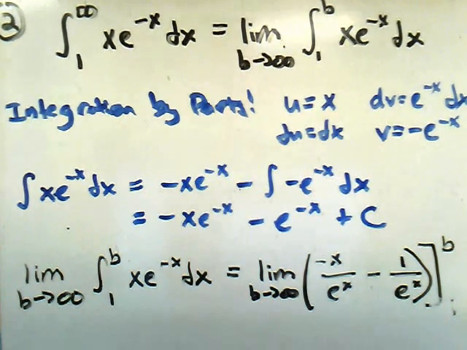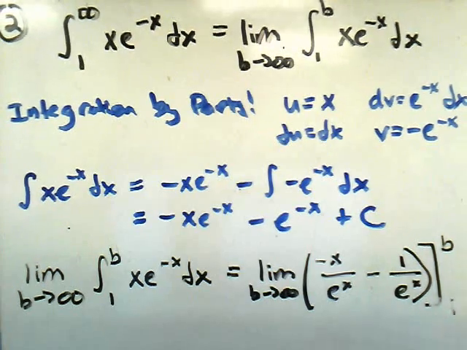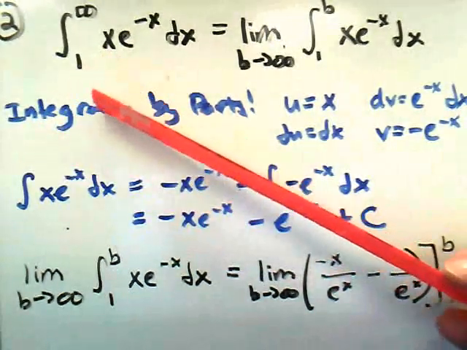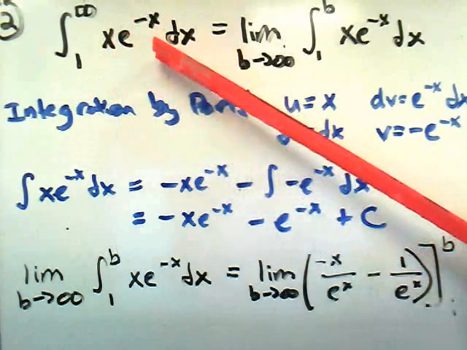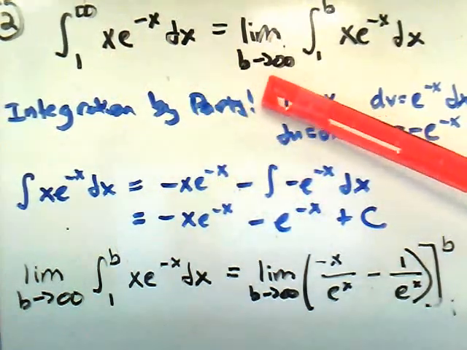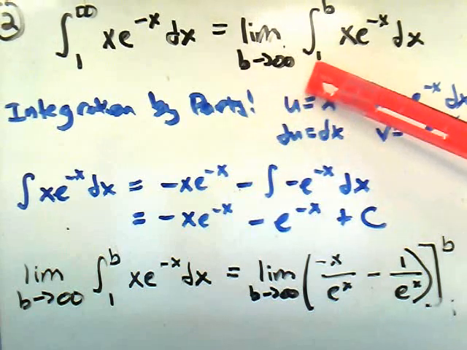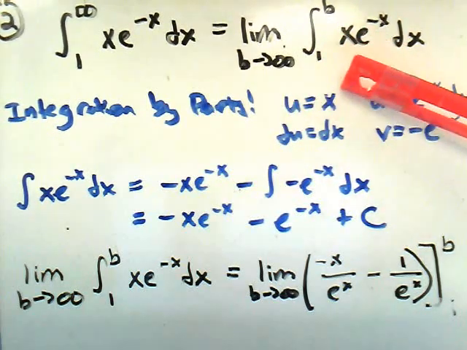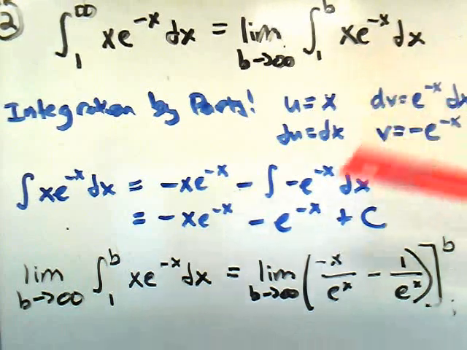Things can get a tiny bit more complicated when we deal with integrands that are more complicated. So in this case, we've got the integral from 1 to infinity of x times e to the negative x dx. As before, we're going to proceed by doing the limit as b goes to infinity of the integral from 1 to b of x times e to the negative x dx.